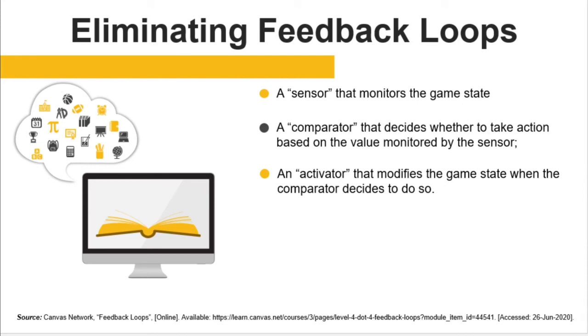Now, how do you eliminate feedback loops? Suppose you identify a feedback loop in your game and you want to remove it. How do you do this? There are two ways. The first is to shut off the feedback loop itself.